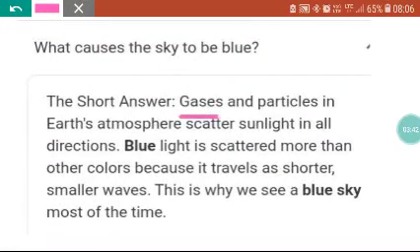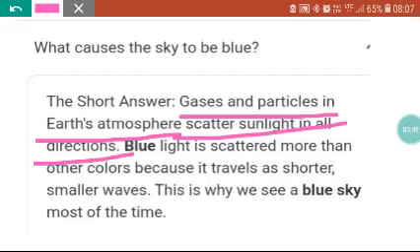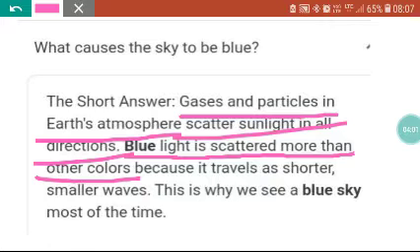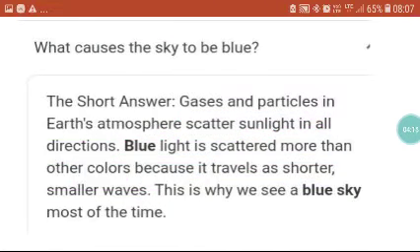The gases and particles in the earth's atmosphere will scatter the sunlight in all directions. Obviously we have air, so air has particles, and those particles will scatter the light in all directions. In that case blue light is scattered more than other colors. Okay, why? Because it travels as shorter, smaller waves, it has a shorter wavelength, because of that only. And when this blue color is scattered everywhere, the sky will appear blue only.